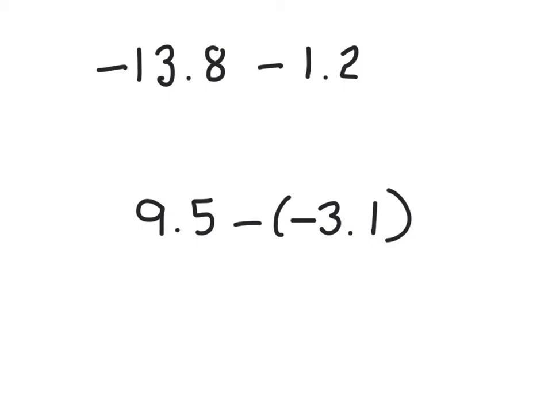All right, pause your video, do the first example, then restart to check your answer. Welcome back from pausing the video. We are subtracting 1.2 from negative 13.8. That's the same as adding a negative 1.2. Since I'm adding two decimals that are both negative, we'll add them and keep the sign.